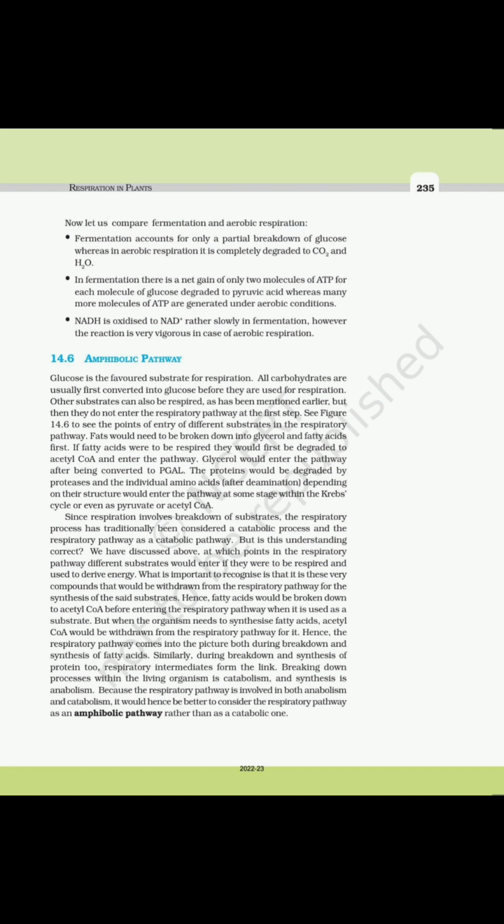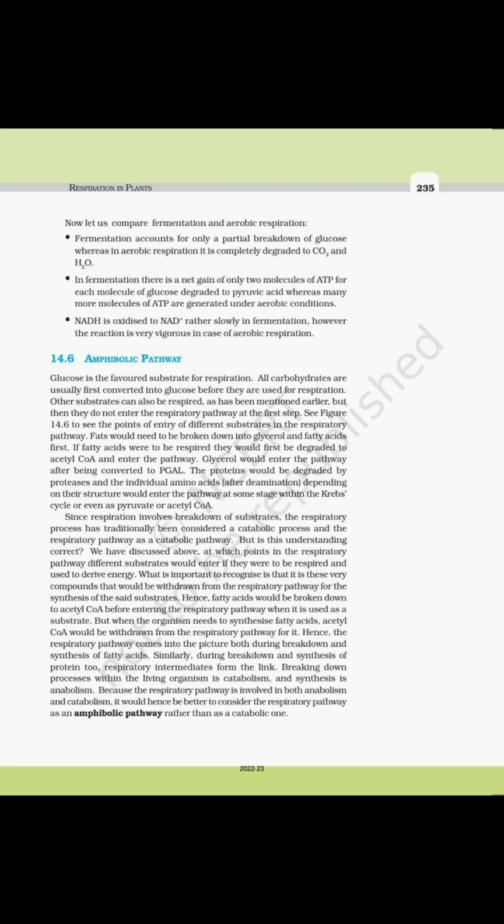See figure 14.6 to see the points of entry of different substrates in the respiratory pathway. Fats would need to be broken down into glycerol and fatty acids. First, if fatty acids were to be respired, they would first be degraded to acetyl-CoA and enter the pathway. Glycerol would enter the pathway.